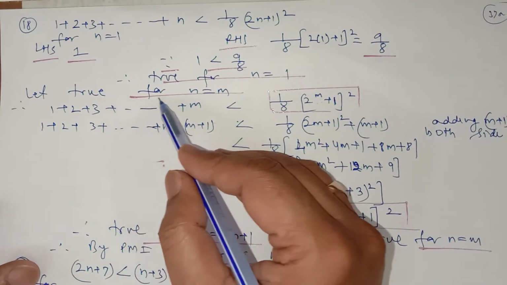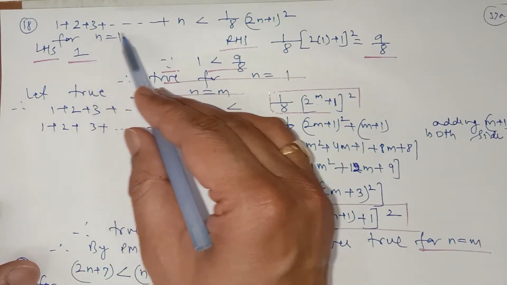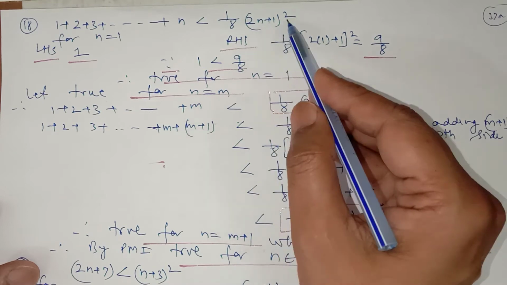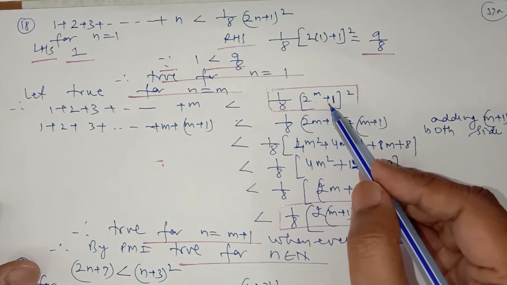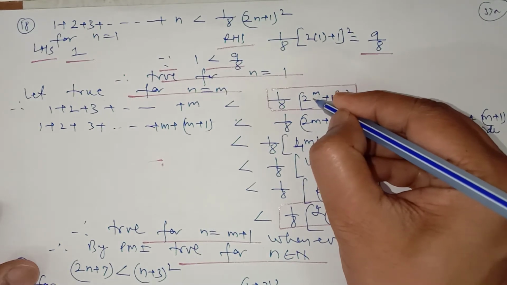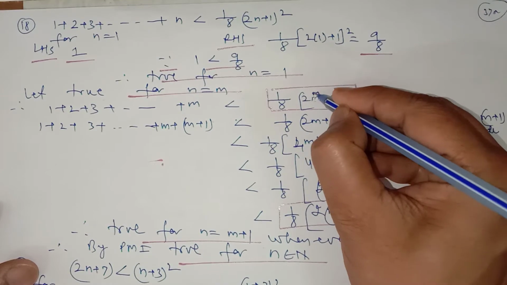Now let the statement be true for n equal to m. So 1 plus 2 plus 3 up to m is less than 1 upon 8 (2m + 1) whole squared. This is not the power, this is 2m.